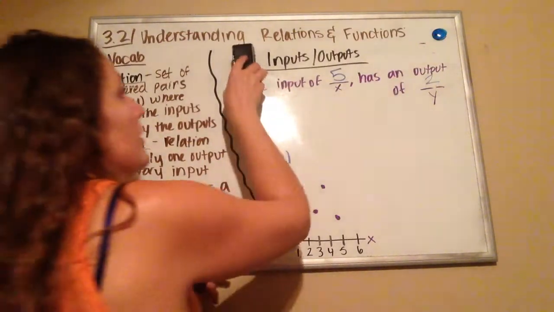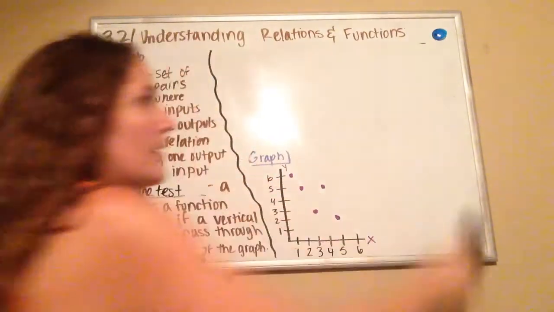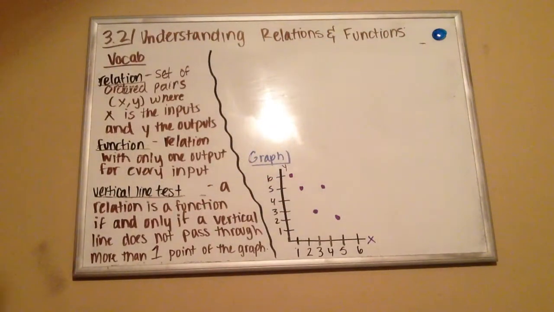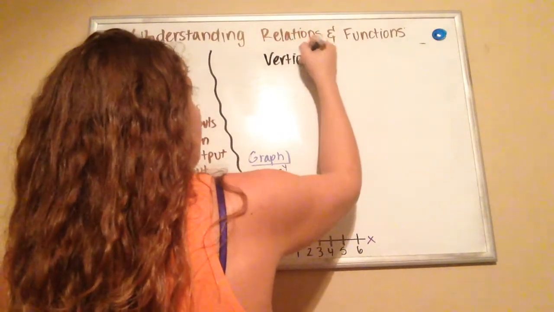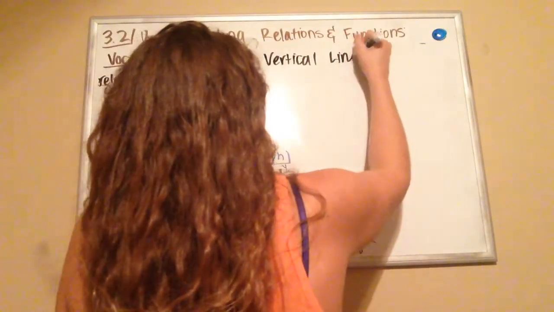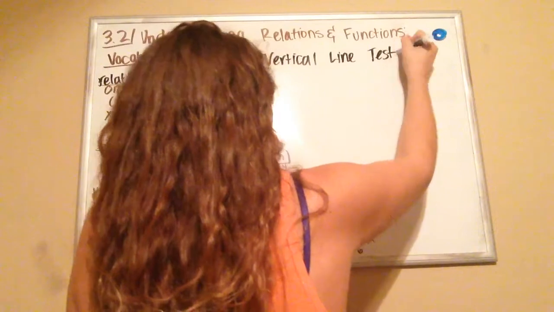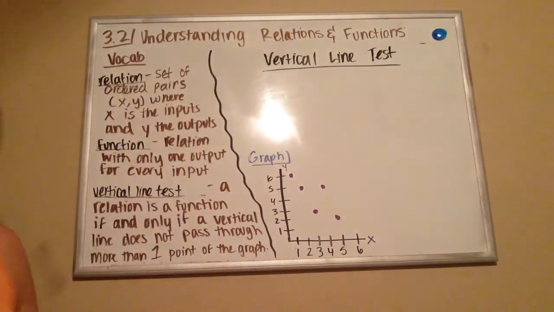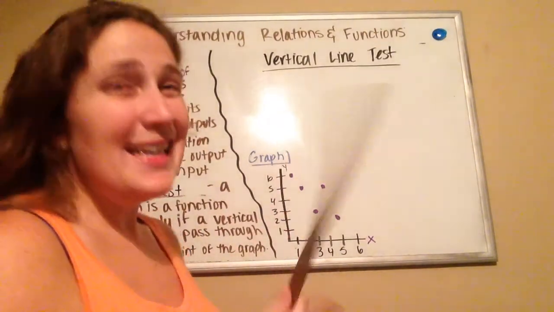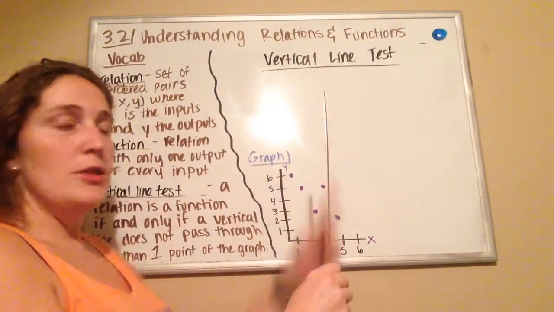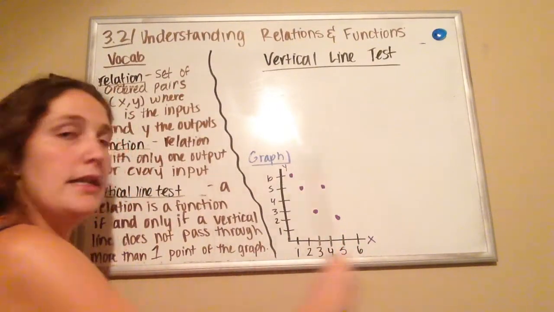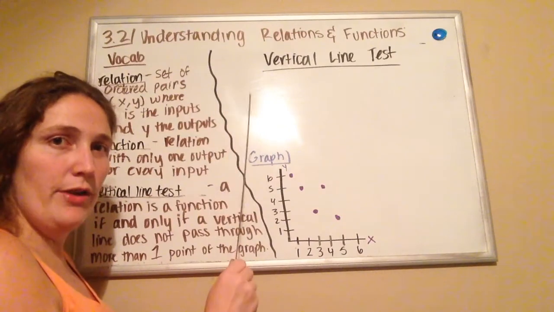Alright, so that's enough for inputs, outputs. Let's move on to the vertical line test. We may have talked about this briefly in class, but I want to make sure that it's in your notes and that it's very, very clear, because it will come up several times. First of all, for the vertical line test, we need a vertical line. Vertical just means straight up and down, so you can use any line you want. It could be your pencil, it's just got to be straight up and down.